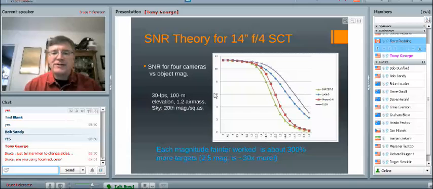For each magnitude fainter worked, you're picking up about 300% more targets. So 2.5 magnitudes is about 30 times more possible occultation targets. So this is a very significant technology in theory. So let's see how it works in practice. The next slide, please.